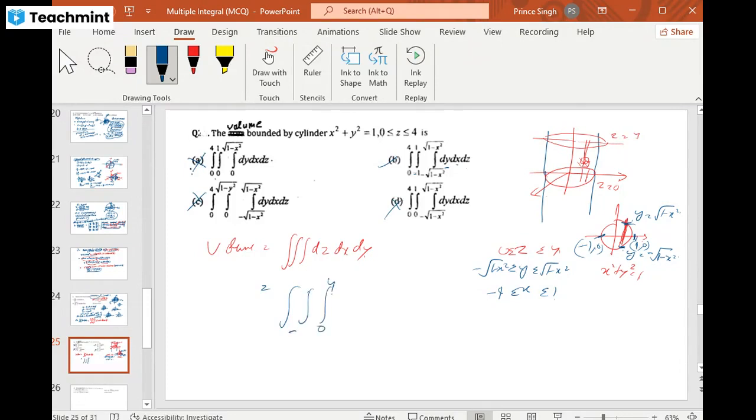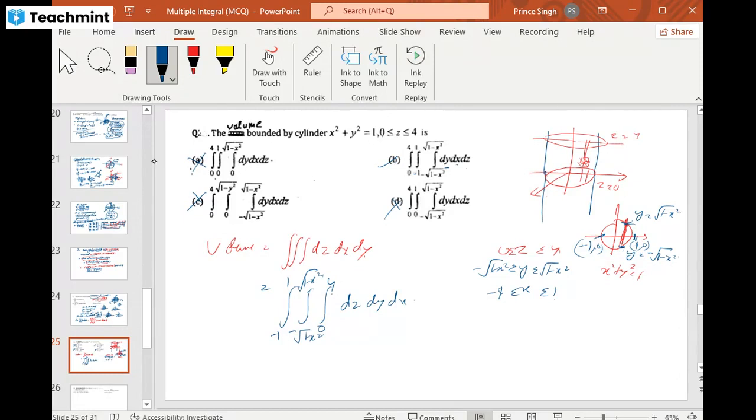The limit of y varies from minus square root of 1 minus x square to square root of 1 minus x square, and the limit of x varies from minus 1 to 1, with dz dy dx. So this is the representation of the volume of the cylinder in xyz.